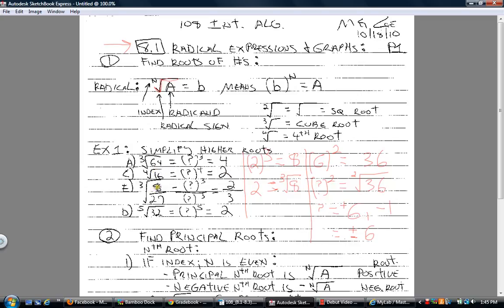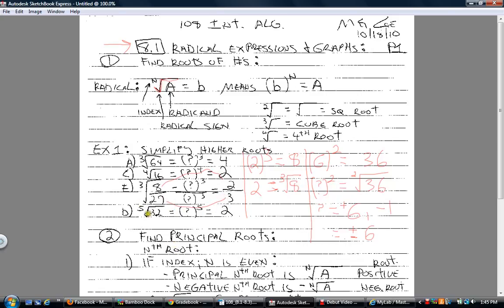Okay, here's a fraction, 8/27. Later on we're going to learn that you can take the cube root of the numerator and the denominator. The cube root of 8 is 2. The cube root of 27 is 3, and you're on your way.